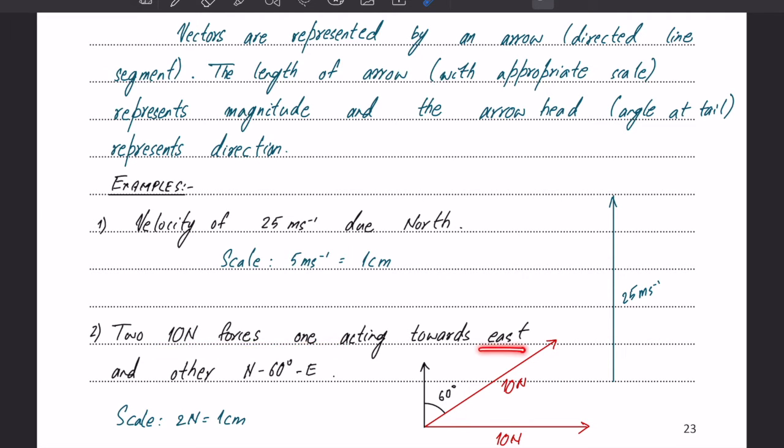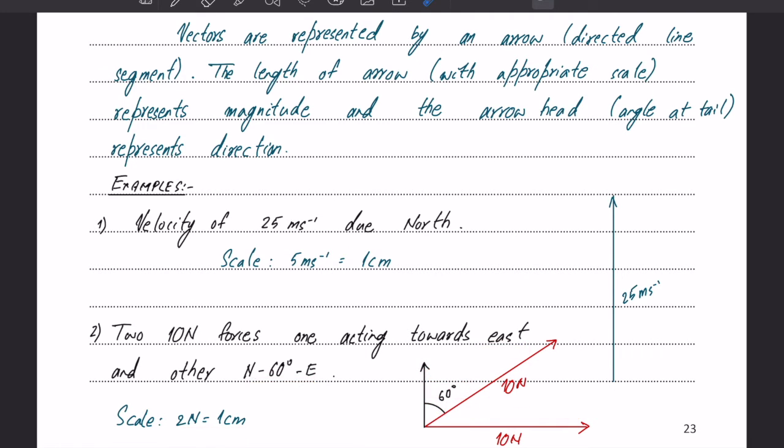Towards east, so that's rightwards, and north 60-degree east, so this is north, this is east. From north I go 60-degree down, and I can measure an angle of 60 degrees and then draw two lines. And then obviously I'd have some sort of scale being decided for that as well. So if I have to draw 10 Newton, an appropriate scale might be 2 Newton equals 1 centimeter, so that 10 Newton would be equal to 5 centimeter.